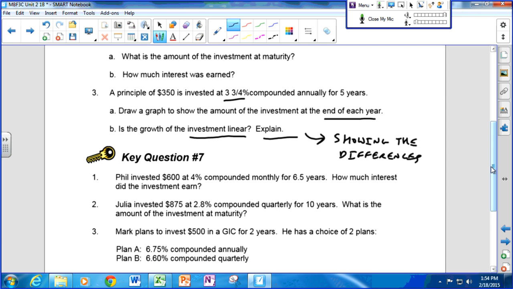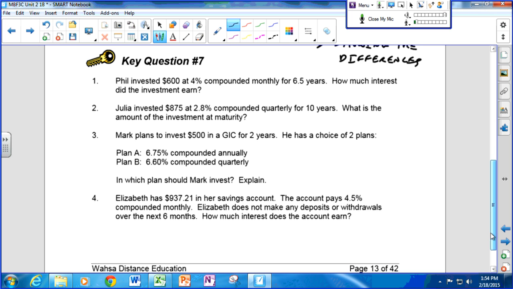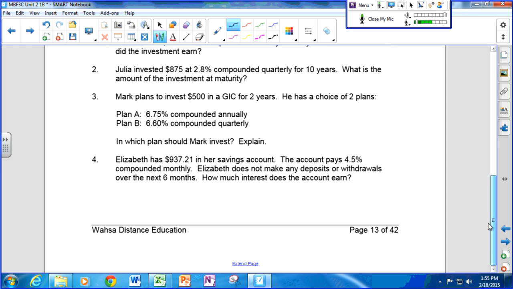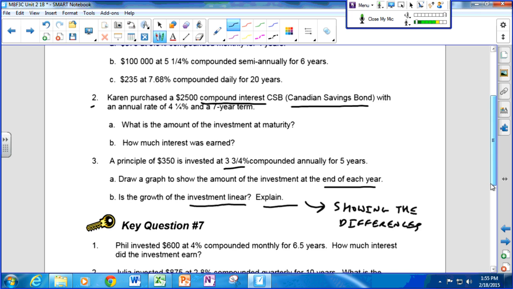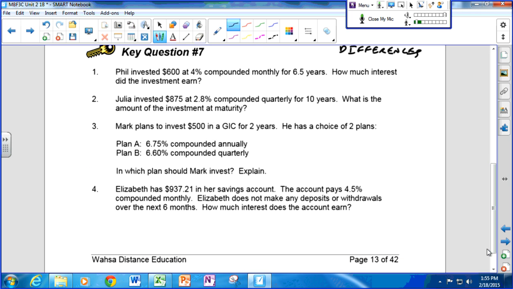I know that those word problems can sometimes be a little bit challenging. And there's your key questions. Your key questions would be pretty much the same thing as we were doing here. For question 3, you're choosing between one that's compounded annually, which is a slightly higher interest rate, and one that's compounded quarterly with a slightly lower interest rate. And that's the sort of life skill that this type of math will give you, right?